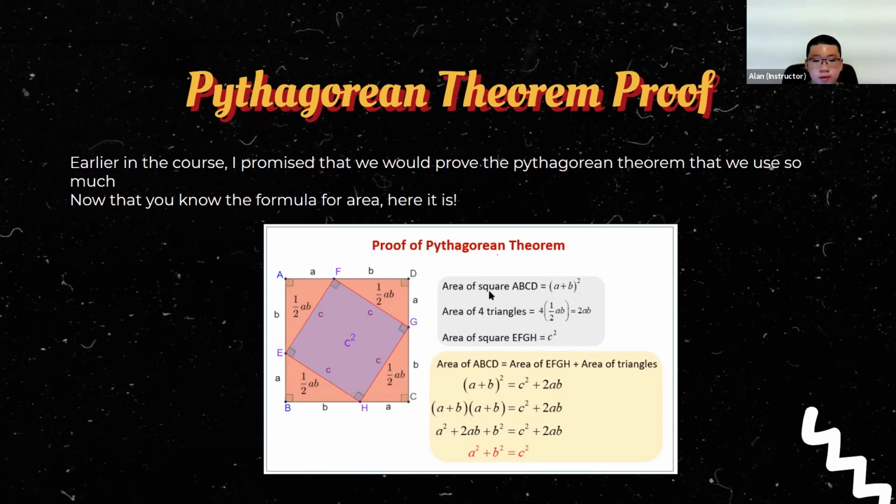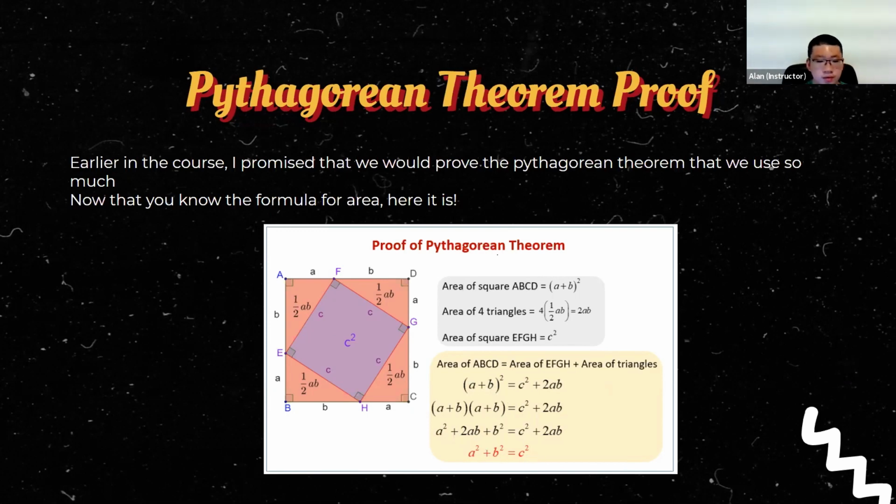The area of a square is just the side length squared, so it's going to be (a plus b) squared. And the area of the 4 triangles, well, there's 4 of them, and each of them has area 1/2 times a times b. So the sum of the area of the 4 right triangles is 2ab. And finally, the area of the square in the middle is going to be c squared. So you set these equal to each other. You can FOIL out (a plus b) squared to get that a squared plus 2ab plus b squared is equal to c squared plus 2ab. And then finally, you subtract 2ab from both sides to get that a squared plus b squared equals c squared.